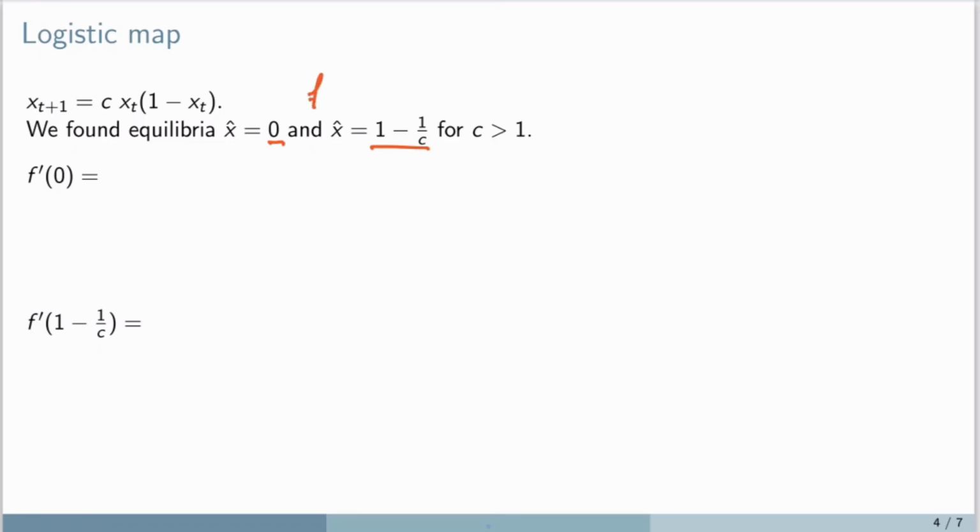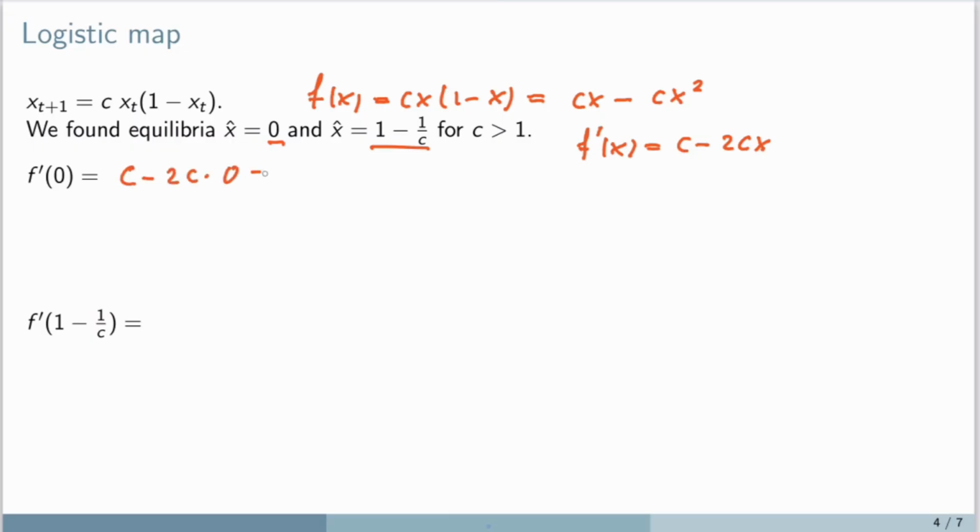The updating function f of x is cx times (1 minus x). I multiply this out, this is cx minus cx squared. And so then f prime of x is c minus 2cx. So f prime at 0 is then c minus 2c times 0, which is c.